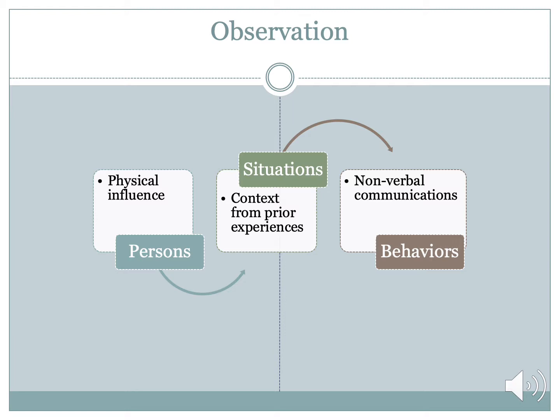Let's take a look at observations. Observations have three main sources of data collection: observing people, situations, and behaviors. The process of social perception starts with observing people, observing situations and actions to gather evidence that support our initial impressions.